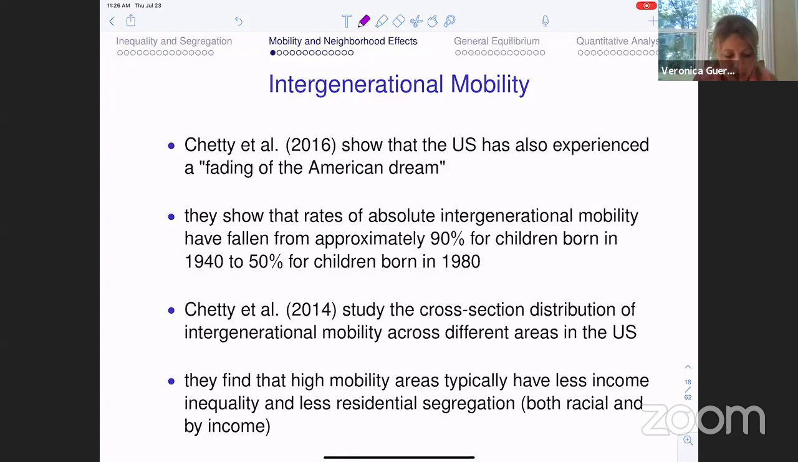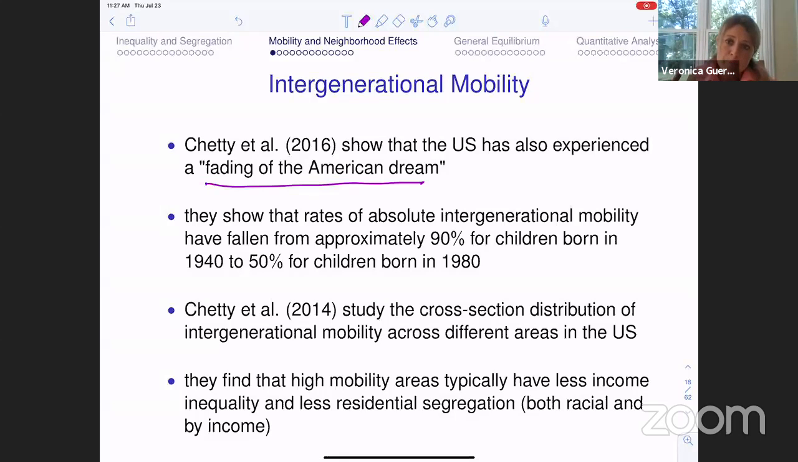But overall, it shows that there has been, according to an absolute intergenerational mobility measure, meaning the percentage of children who have income higher than the income of the parents, so a measure of upward mobility, a fall from approximately 90% of the children to 50%. I'm going to show you the figure in a second. So this kind of suggests that there has been a decrease, a fading in the American dream.